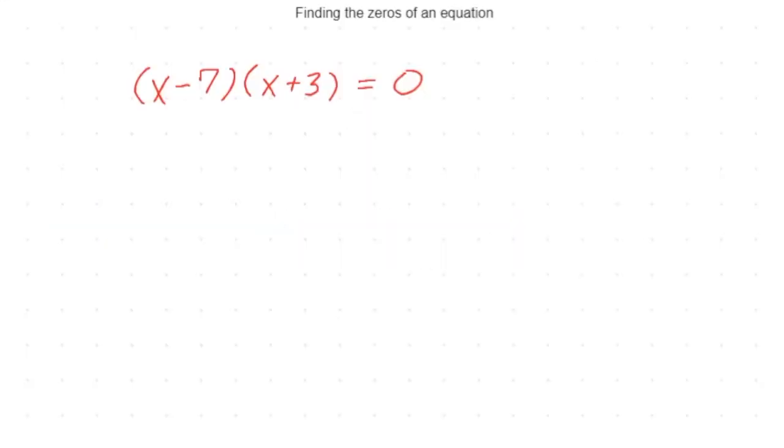Today we're going to talk about finding the zeros of an equation. So when we have something like this where it says x minus 7 times x plus 3 equals 0, what we're going to do is look at what would make this 0. Let's just start with this side. What would make this 0? Well, if x was 7, that would make this side 0. Well, what's 0 times x plus 3? That's just 0. Doesn't matter what's in there.